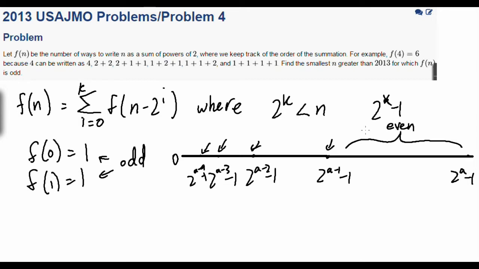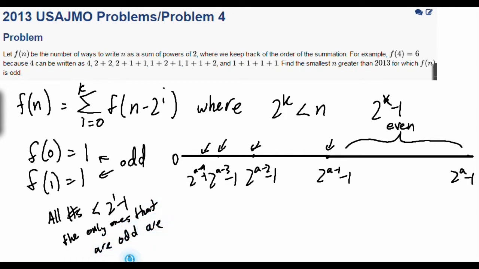Now, why do we want to prove that? Well, think about it this way. Induction sort of works strangely. The mind process is strange. But we already know f0 is 1 and f1 is 1. So all the numbers under f1, or I should say 2 to the 1 minus 1, so all numbers less than 2 to the 1 minus 1, the only ones that are odd are in the form 2 to the 0 minus 1.